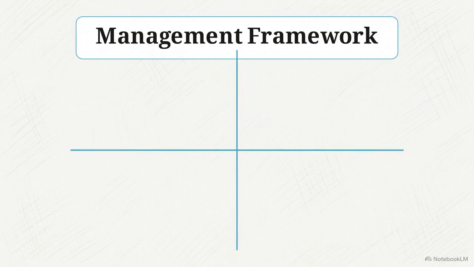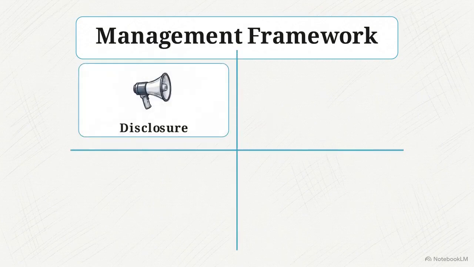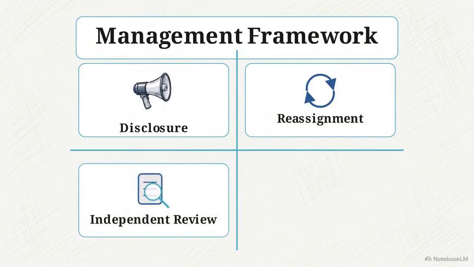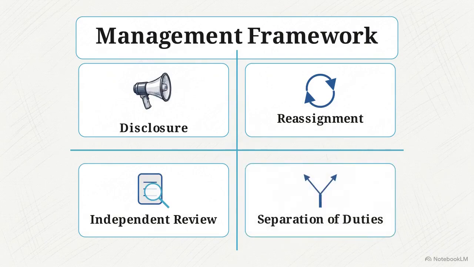To stop these consequences, the industry uses a specific management framework. It relies on 4 actions: open disclosure of the issue, reassignment of personnel if necessary, independent peer review of the data, and strict separation of duties.